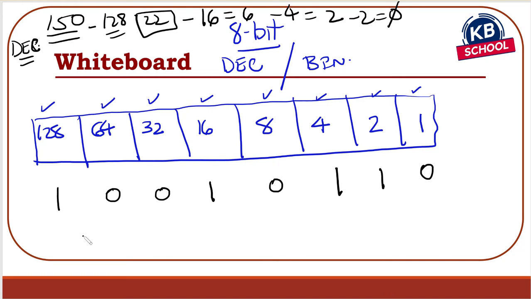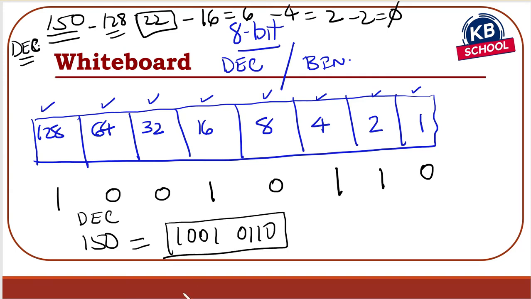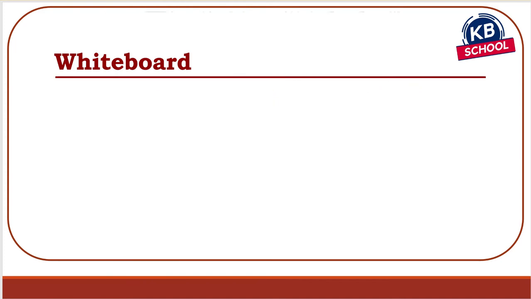So 150 in decimal is written as 10010110. I try to write it in blocks of 4, it becomes easier to write. So that 150 number in decimal is 10010110 in binary. Let's do another conversion, and then we'll take a look at another 4 comparisons in the slide as well. Before that, let's do it again over here.